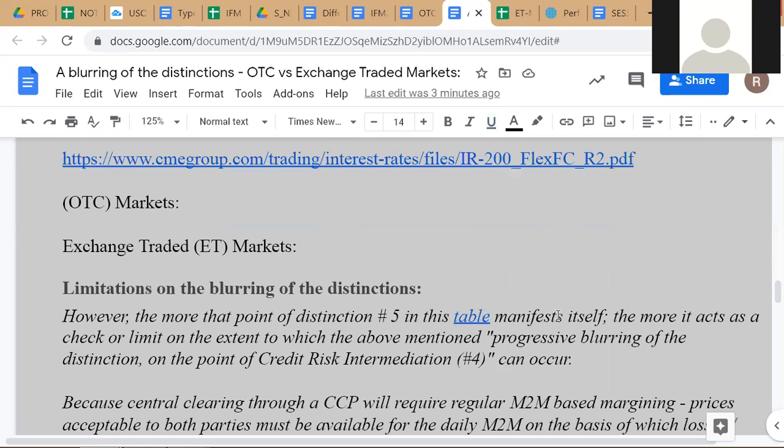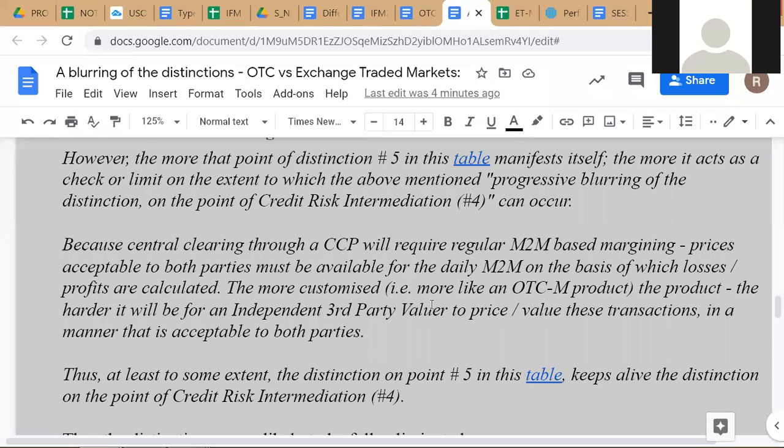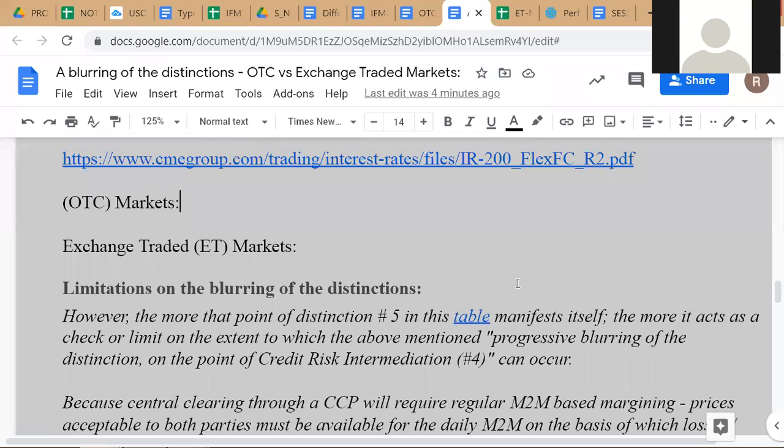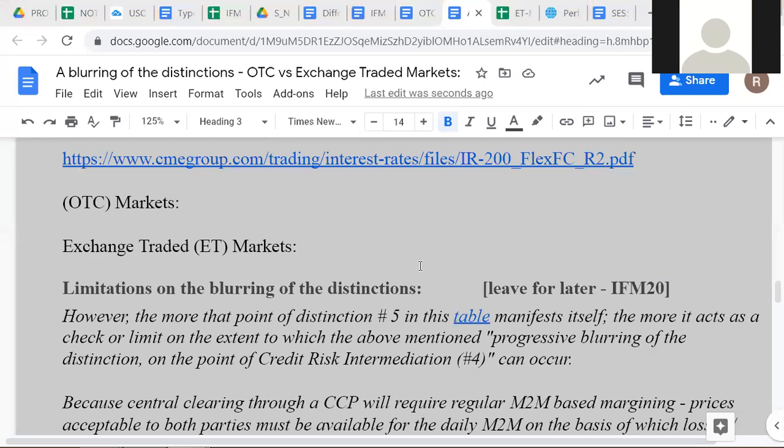Okay, but the point here is, I think we can leave this topic out. It's a little bit more complicated, and I'll come back to it later. Leave for later, IFM 20. I'm not covering this because this is actually a more complicated topic. I don't want to waste time on it right now because we have many things to cover, and we need to start our project as well. So you can read about it, but I'll cover it myself later on once we have got the project underway.